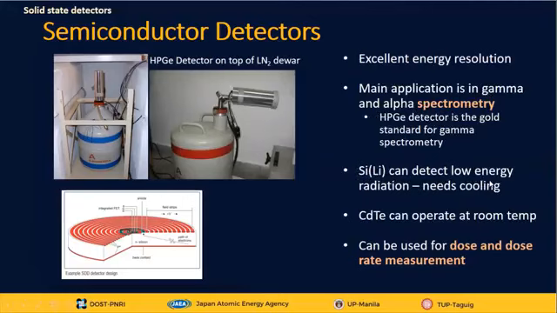For low energy radiation, we use the silicon lithium diode, which also requires cooling. And for room temperature detectors, we have cadmium telluride. Apart from spectrometry, this type of detector can also be used for dose and dose rate measurements.